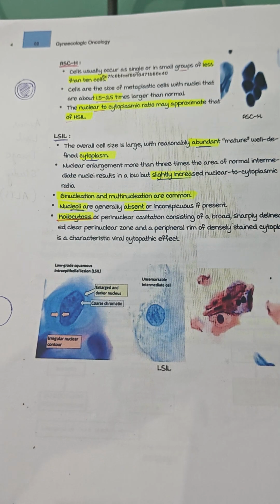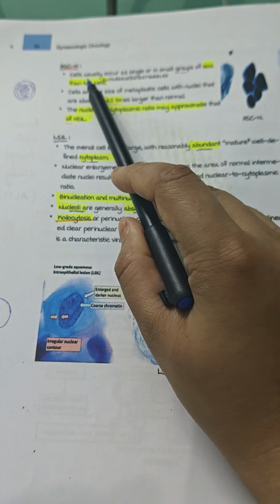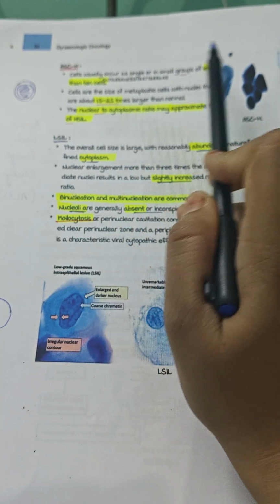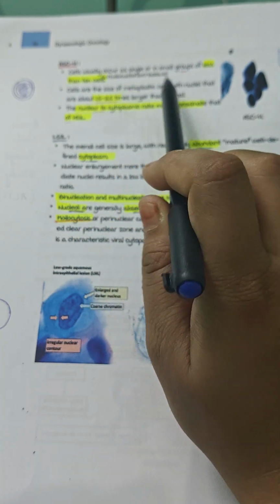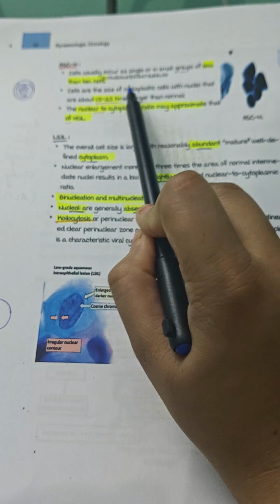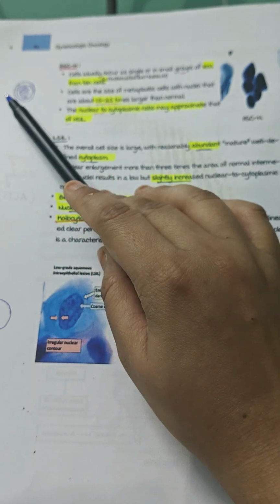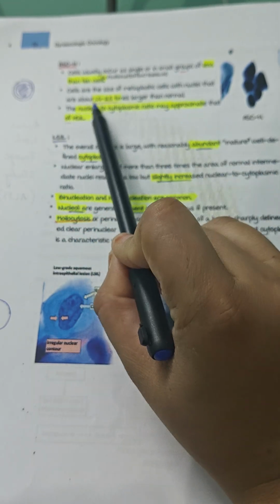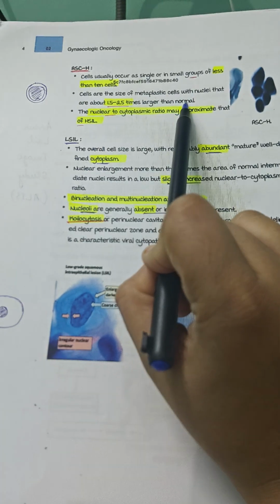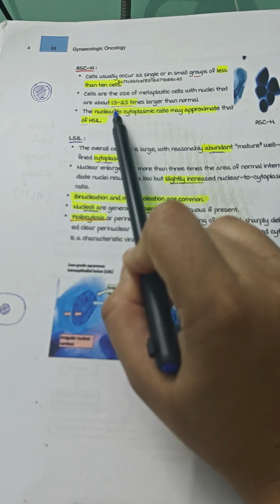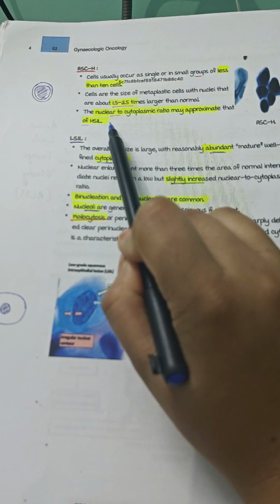So what will you see in ASC-H? ASC-H is atypical squamous cells of high grade significance, where high grade lesions cannot be ruled out. In this, cells usually occur singly or in small groups of less than 10 cells. So here the cells are lesser in number. Cells are the size of a metaplastic cell, so the cell size is increased, and the nuclei are also increased, about 1.5 to 2.5 times larger than normal. So the NC ratio is increased and may approximate that of HSIL.